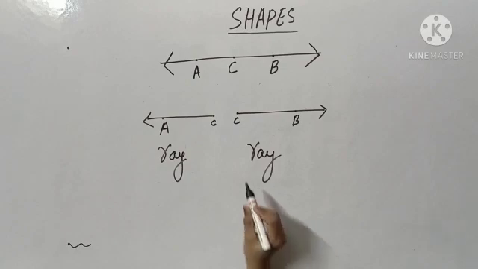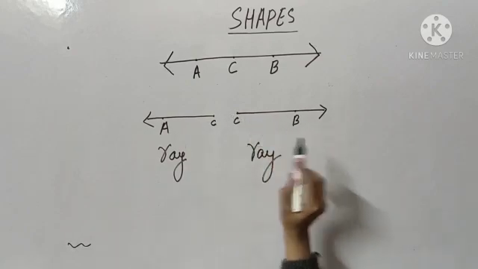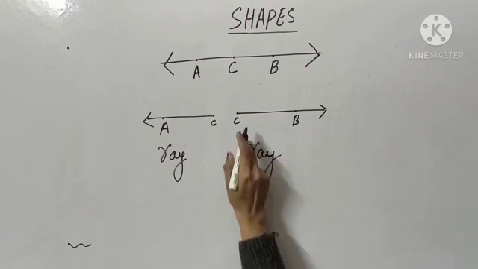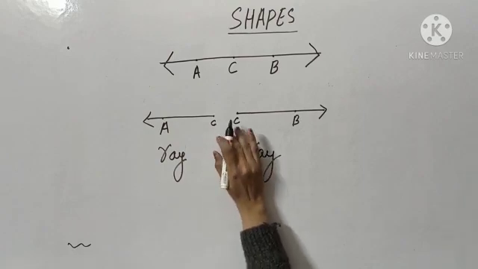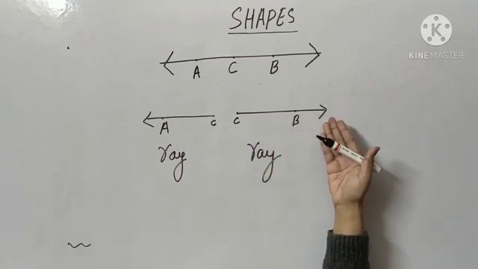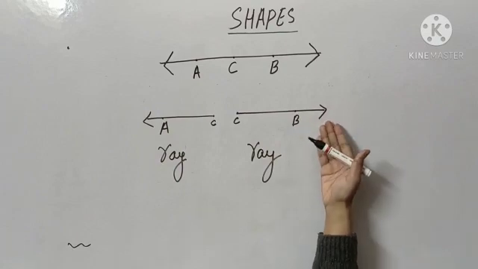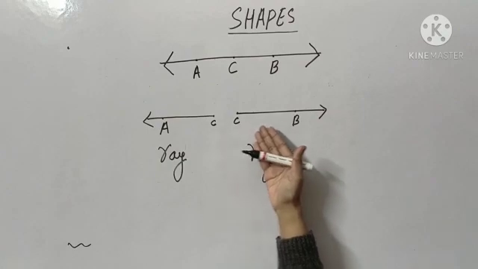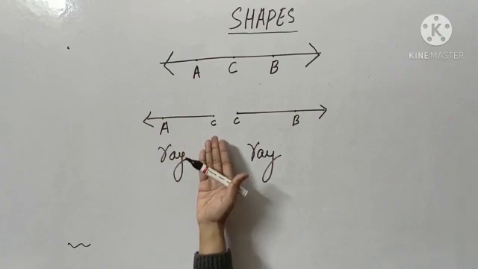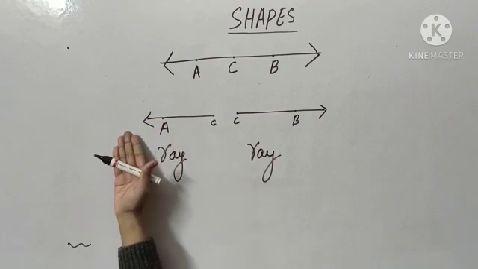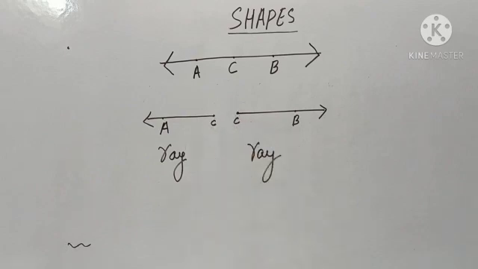Now you can see that this C is the end point of this ray. Why? Because this ray cannot be extended in the direction of C. It can be extended only in the direction of B. Why? Because in this direction we are having an arrow. This arrow indicates that this particular ray can be extended in the direction of B. Same way, this ray can be extended in the direction of A. This ray has one end point. Same way, this ray is also having one end point.